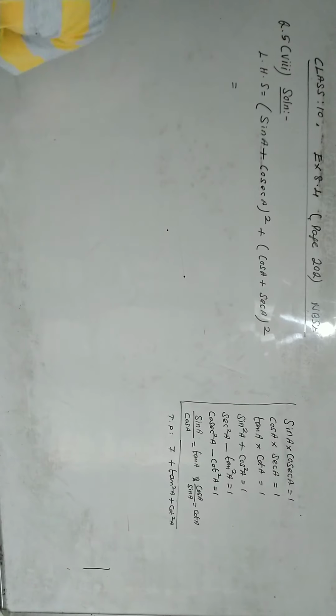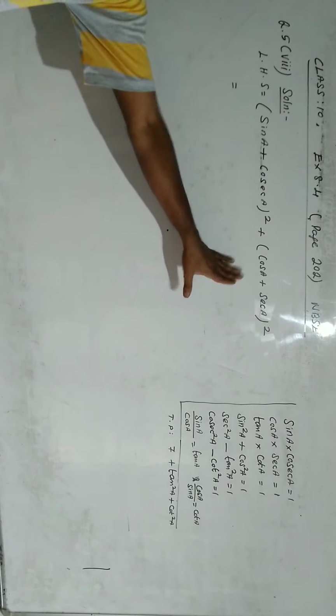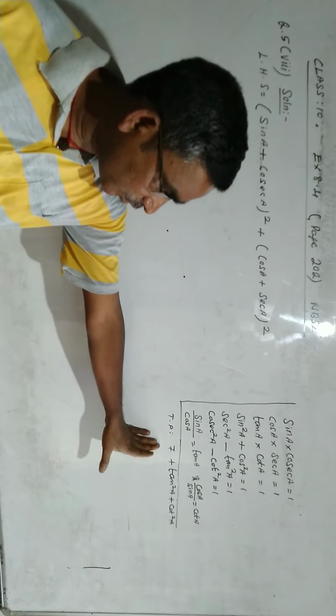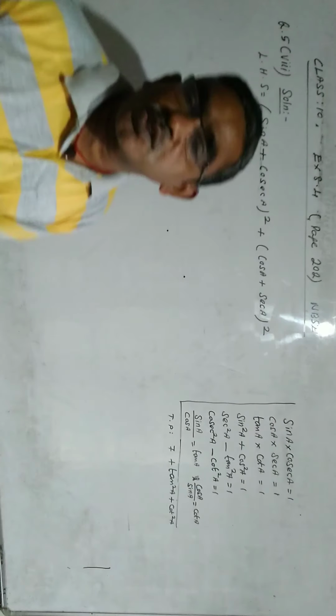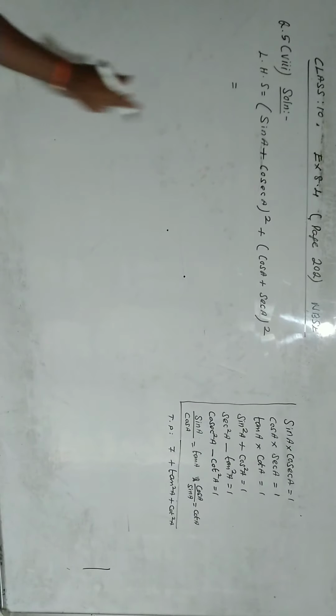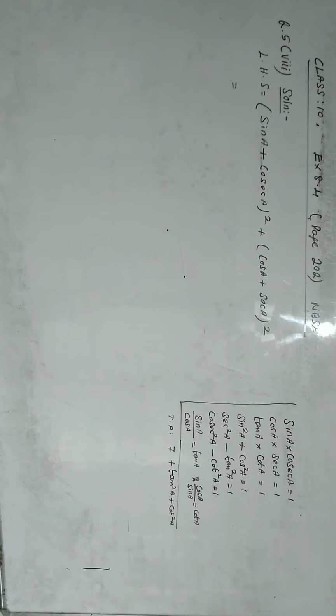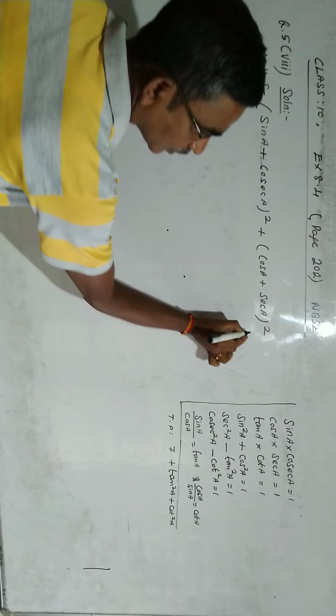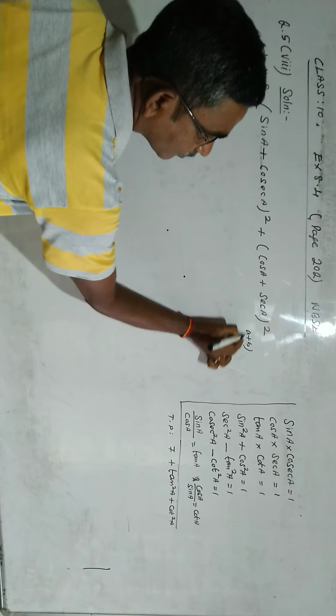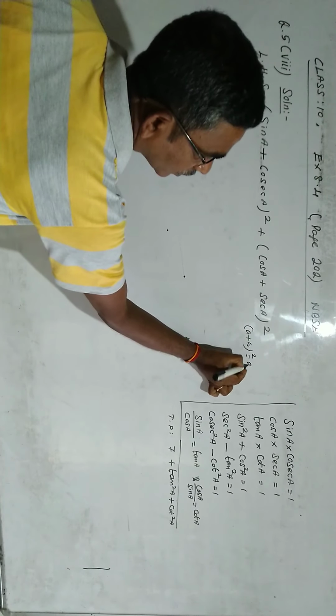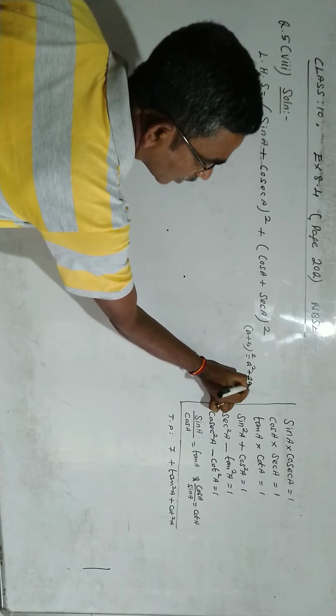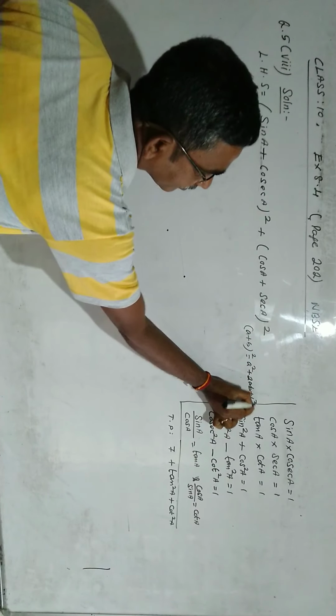Now we are coming to question number 5, number 8. The left hand side, this one, we have to bring out the answer 7 plus tan square a plus cot square a. Okay, it is the form of a plus b the whole square. So we can apply the formula: a plus b the whole square is equal to a square plus 2ab plus b square. So let us apply this formula.